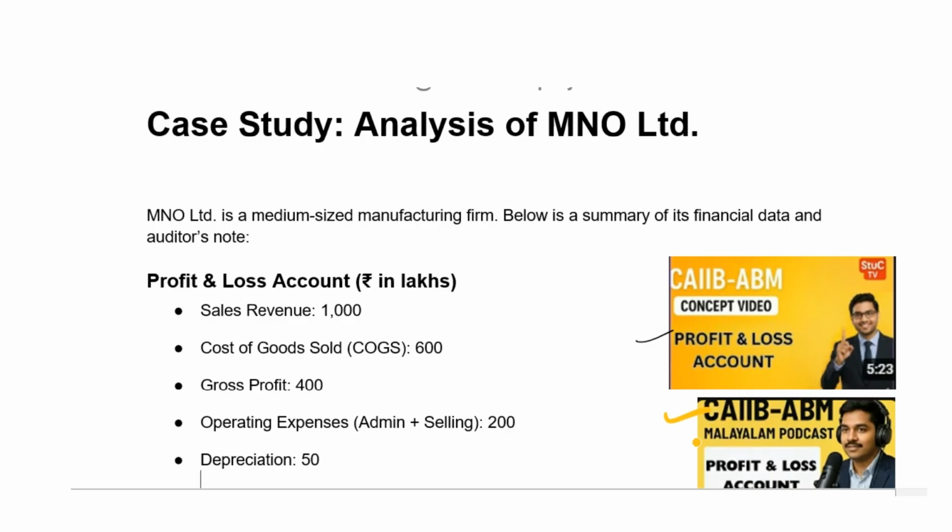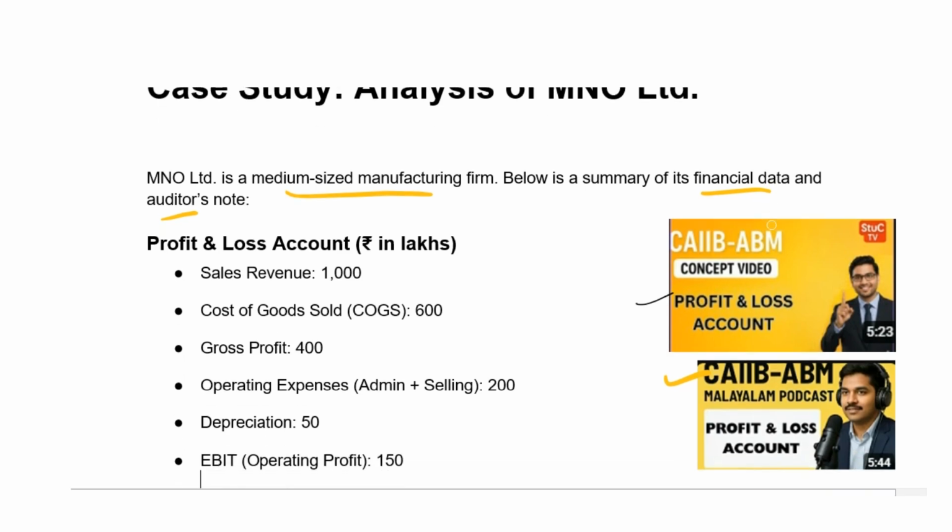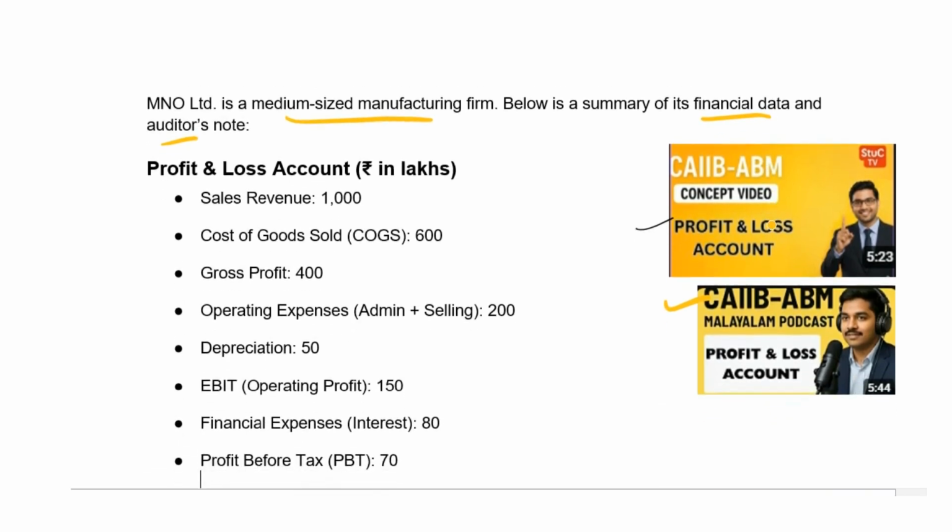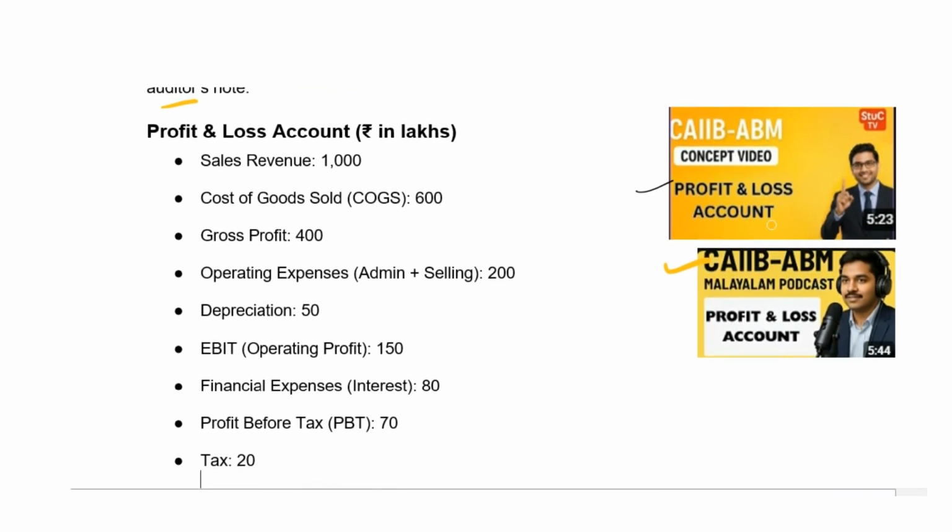So the case study is an analysis of MNO Limited. It is a medium-sized manufacturing firm, and here we have a summary of its financial data and auditor's note. So we have two things, the financial data and auditor's note. Let's have a look at what is given to us first of all. So we see here we have profit and loss account. So there are various items of profit and loss account.